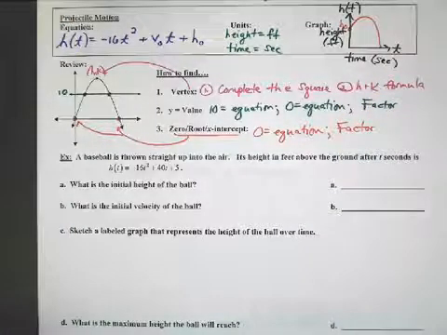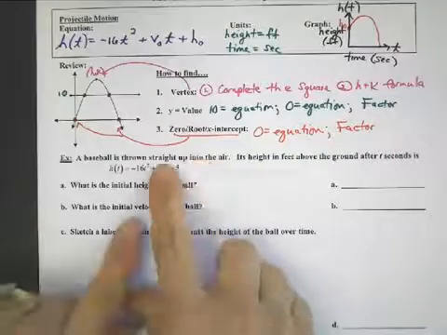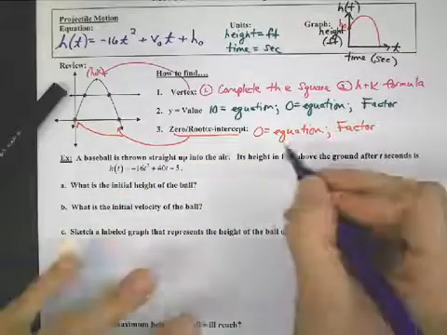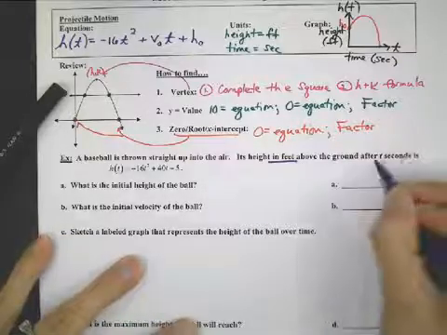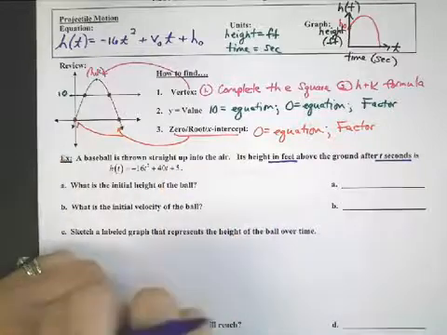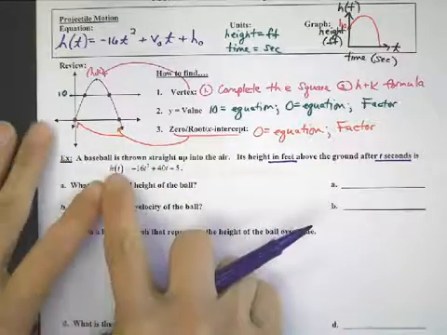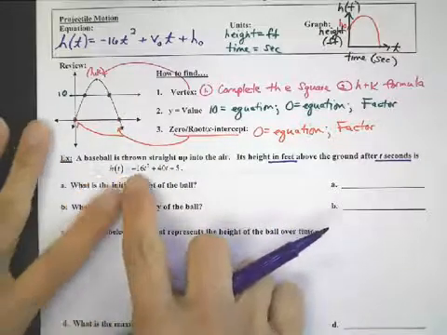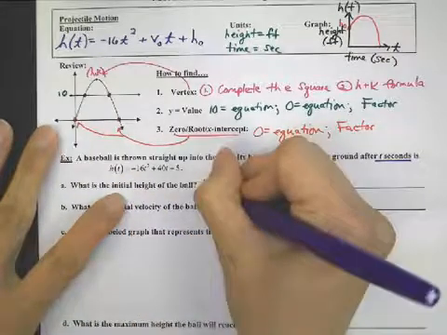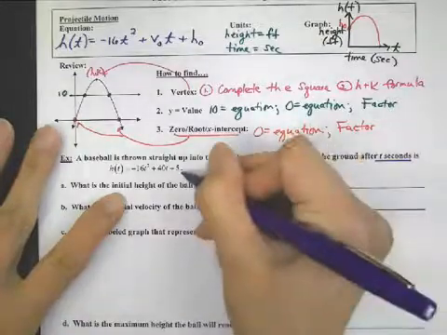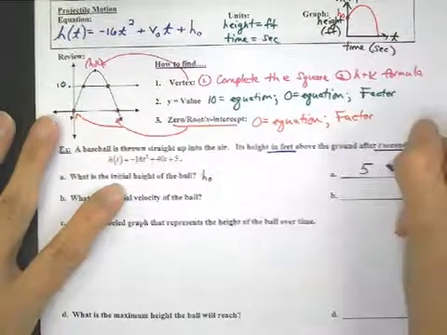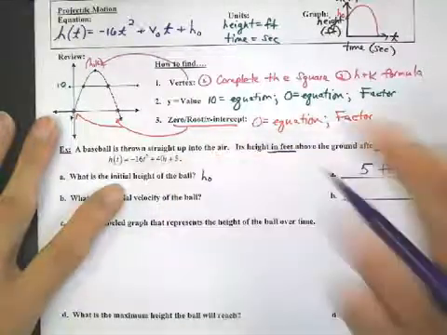Let's walk through a couple of these here. So we've got a baseball thrown straight up into the air. Its height in feet after t seconds is this equation. This equation should be very familiar to you, the h of t equation, parabola facing down, the initial height, that's the h naught, and in the h naught place the 5, so let's just say 5, don't forget units, 5 feet. They give you the equation.